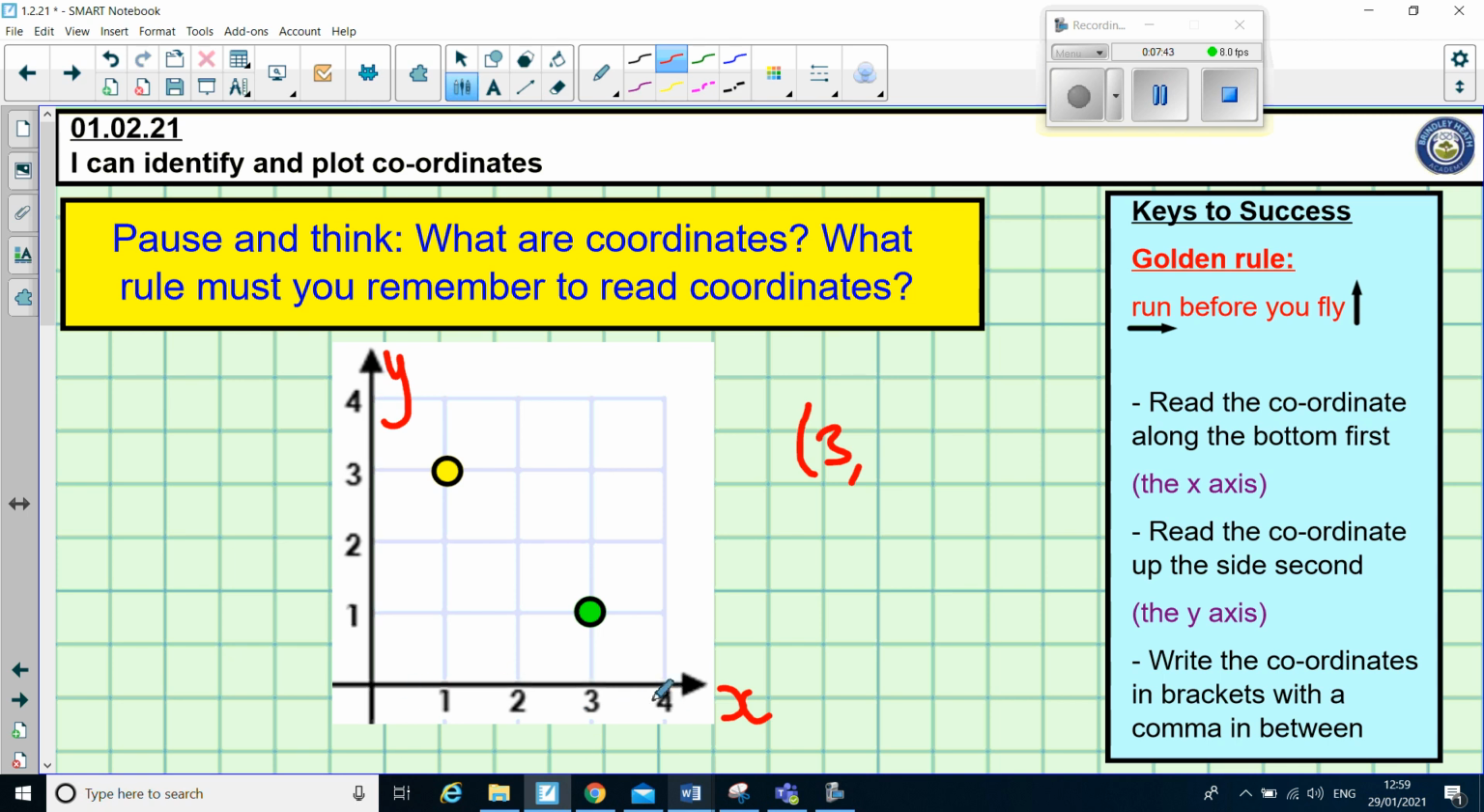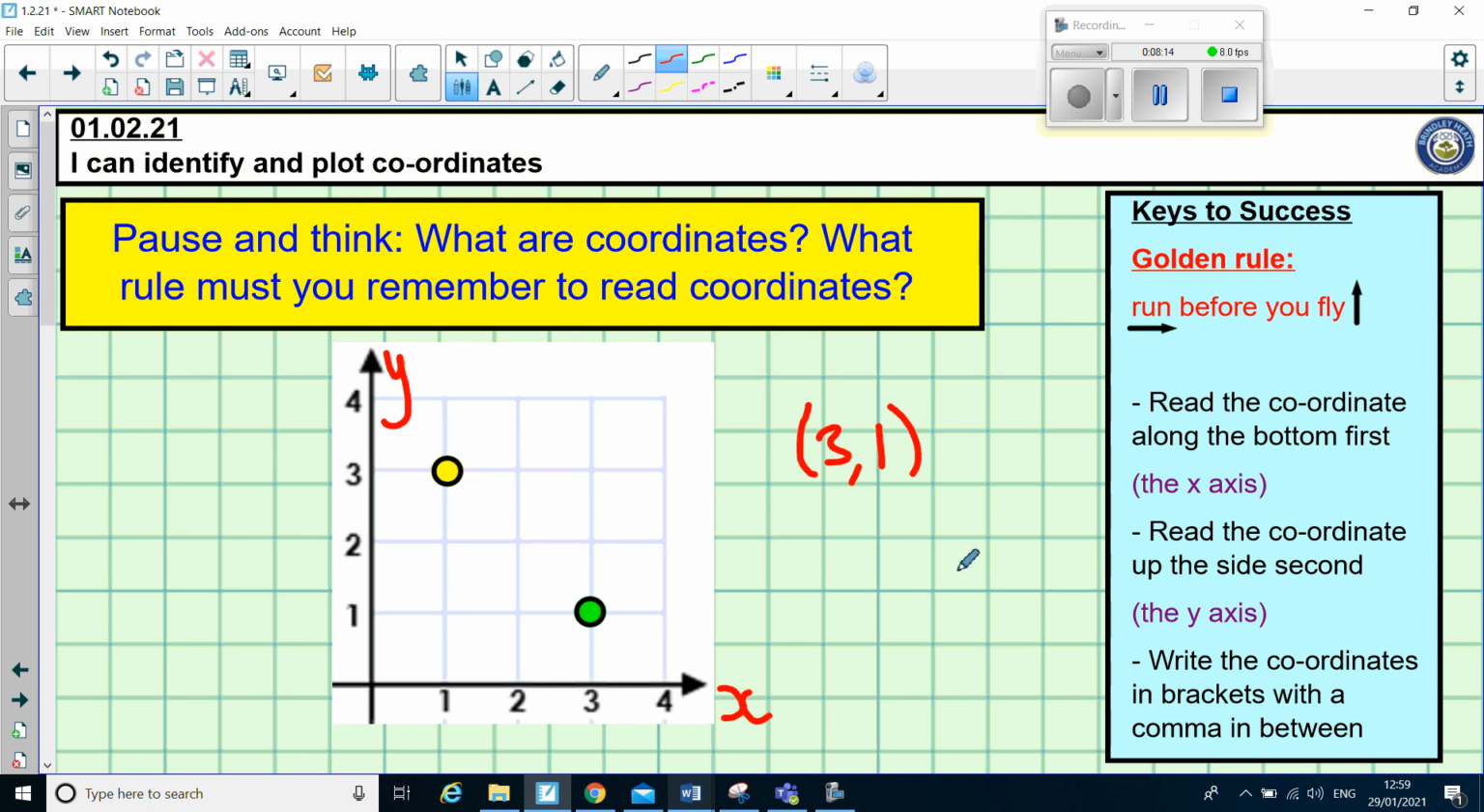So I'm reading along the scale along the bottom, and that green dot is in line with that. My second coordinate then, I've got to read along the scale along the side, and that green dot is in line with the number 1. So the coordinates of my green dot are (3, 1). When I write coordinates, you must write them with brackets, just like I've done, and a comma in between the two numbers. Okay, that is how we show that they are coordinates.